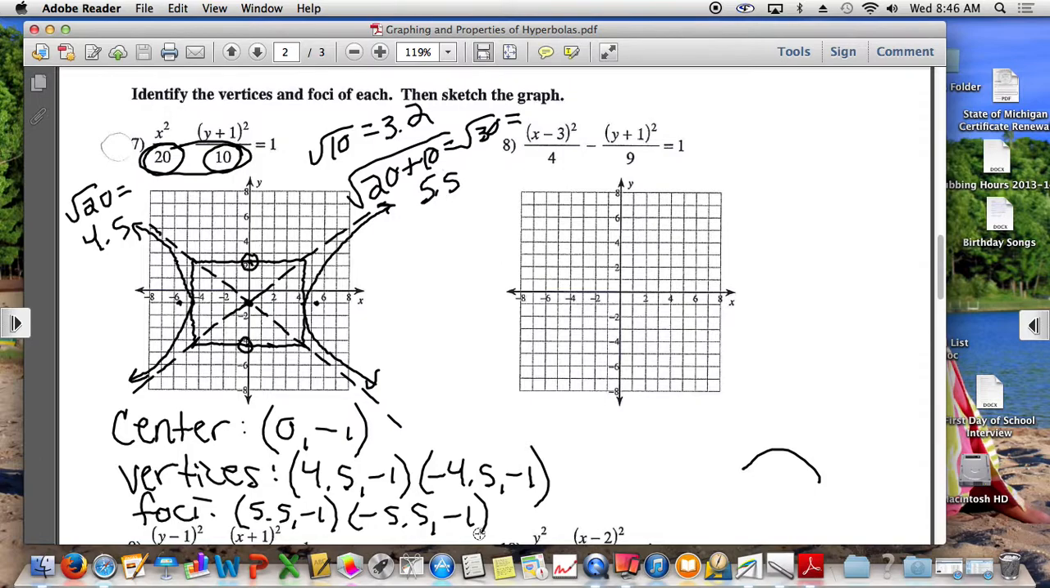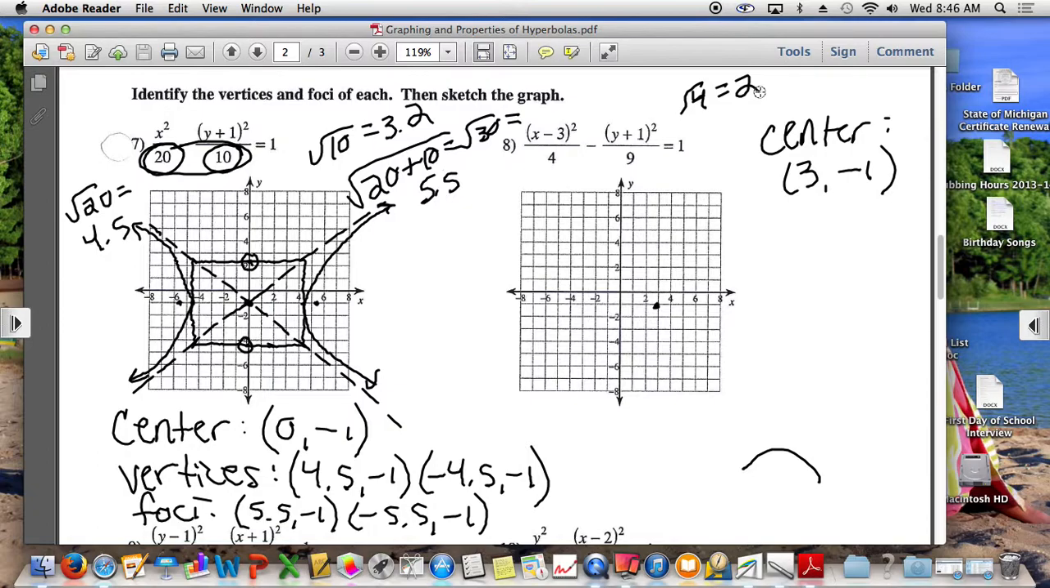What's the center over here? (3, -1). We have a center at (3, -1). I'm going to plot that point. I'm going to go over 3. I'm going to go down 1. There is my center, (3, -1). Take the square root of the first denominator. What's the square root of 4? 2. Square root of 4 is equal to 2.